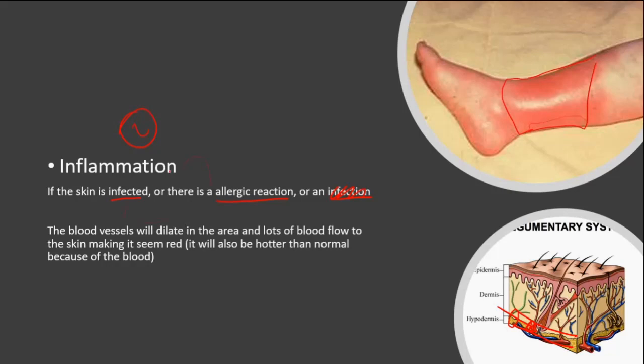And essentially that is inflammation. Okay, so as I said here, blood vessels dilate in the area, lots of blood flow goes through, and it makes the skin go red. And because blood is hot, the area of your skin will also be hot there as well.